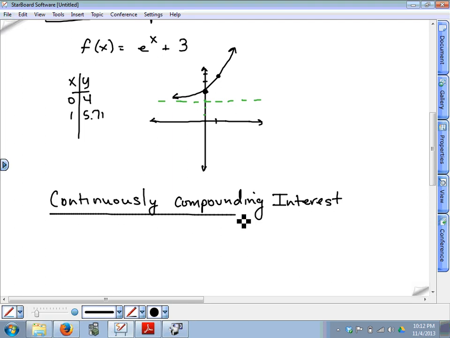When you deposit money into a bank account or when you borrow money at a certain interest rate, there are two types of interest: compound interest and simple interest. If I borrowed $100 from somebody and they said, all right, you just got to pay me back with 10% interest, then I would owe them $110, because 10% interest on $100 is $10. So that's simple interest.